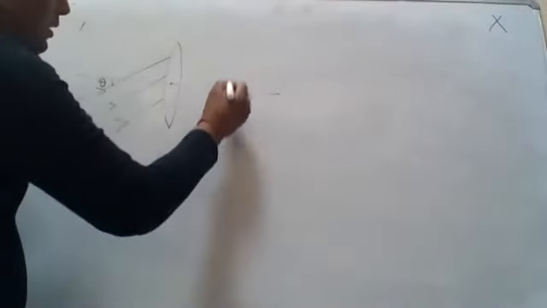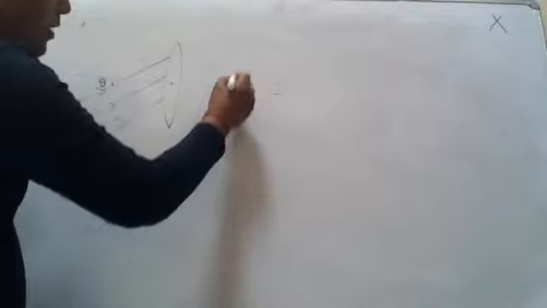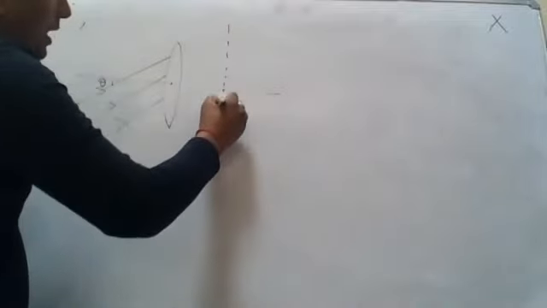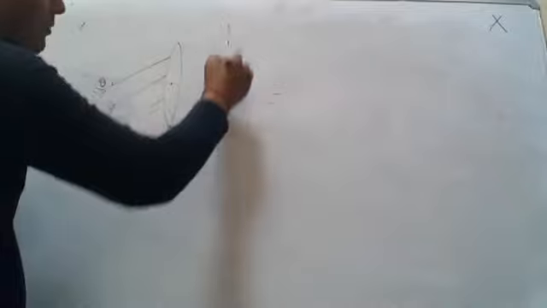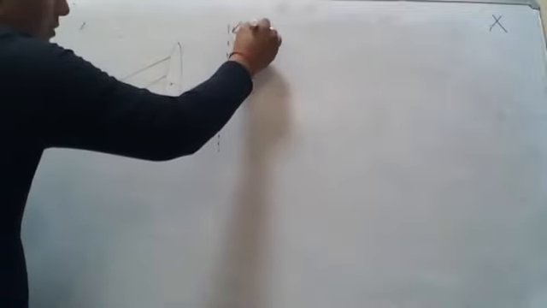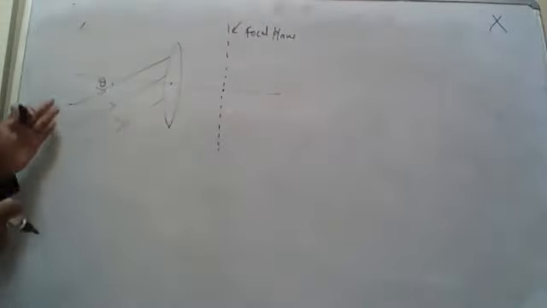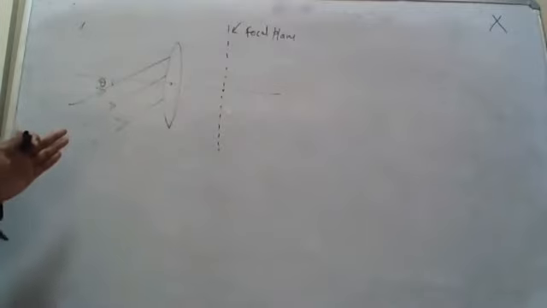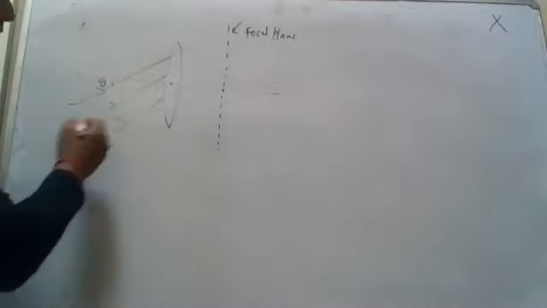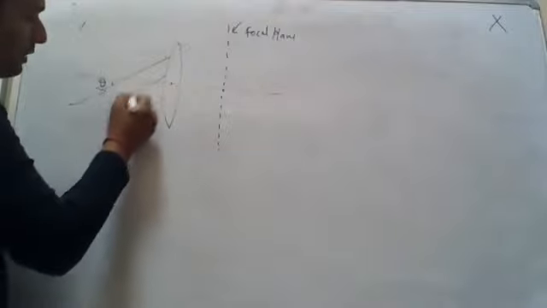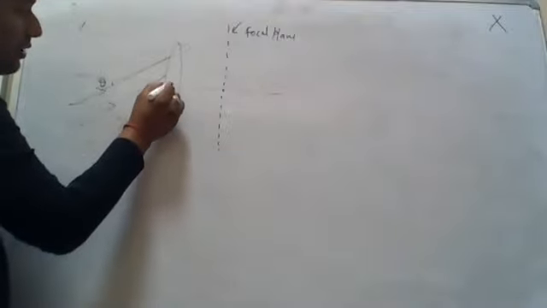So first we have to define the focal plane. Suppose this is the focal point. The plane passing through the focal point is known as the focal plane. We have done this oblique ray method in the case of mirrors and also reflecting surfaces. So here we have to draw a line which is parallel to this plane and also passing through the center of this lens.